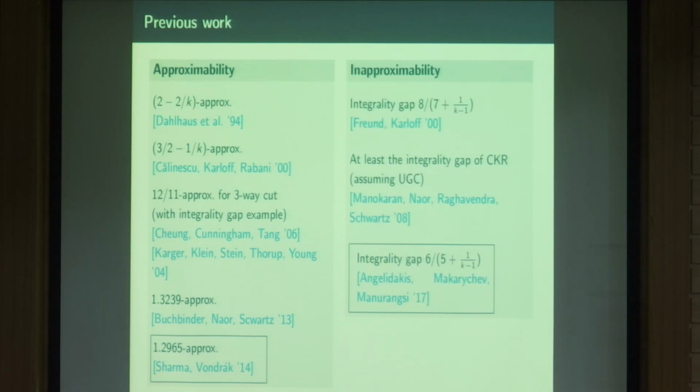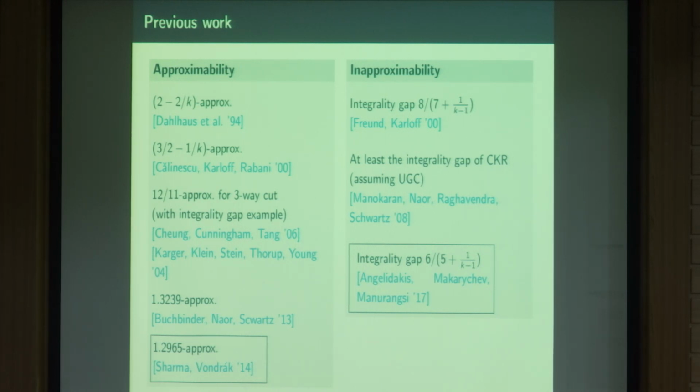So what do we know about inapproximability? It was already shown in an earlier work by Freund and Karloff that the integrality gap of the CKR relaxation is at least 8 over 7, which, okay, only means that if you start with this relaxation, then we cannot hope for a better algorithm than this. But the interesting thing is this result here, because Manokaran and co-authors showed that, assuming the UGC conjecture, the approximability of multiway cut is exactly the integrality gap of the CKR relaxation, which is a very, very strong result.